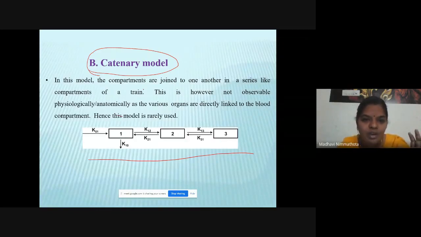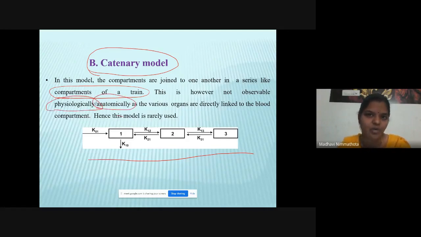So in this model, the compartments are joined to one another in a series, like the compartments of a train. This is however not observable physiologically or anatomically. So we cannot assume that our compartments will be present in this manner, right? Why? Because various organs will be directly linked to the blood compartment. So this will be rarely used. The mammillary model will be commonly used and the quaternary model will be rarely used.